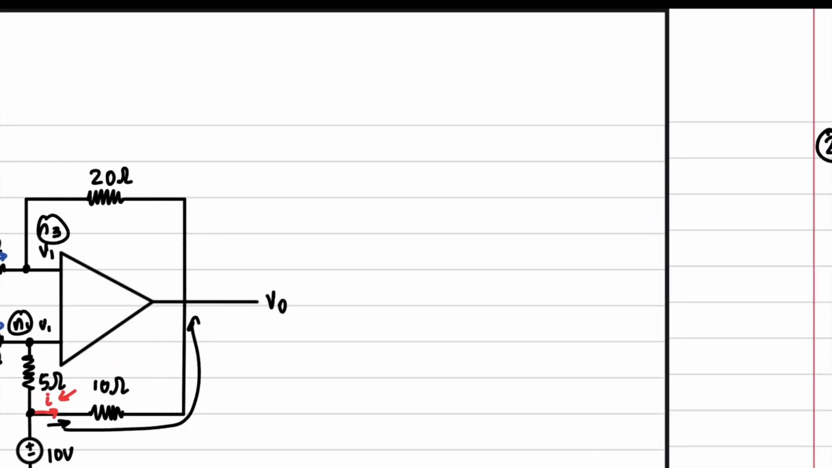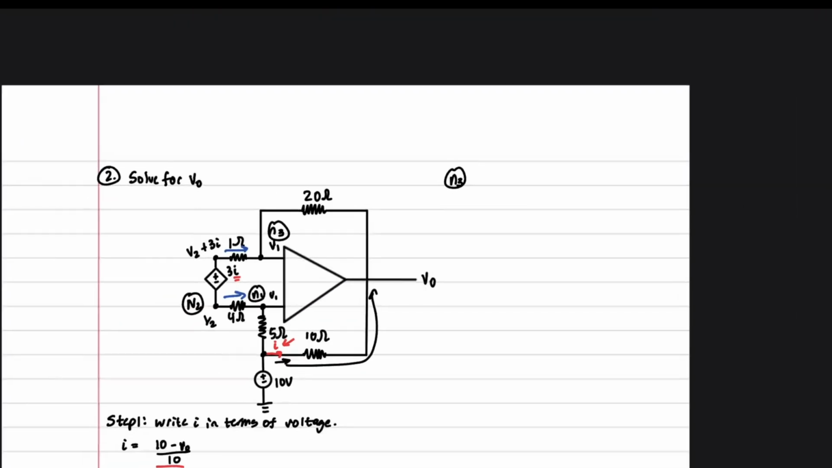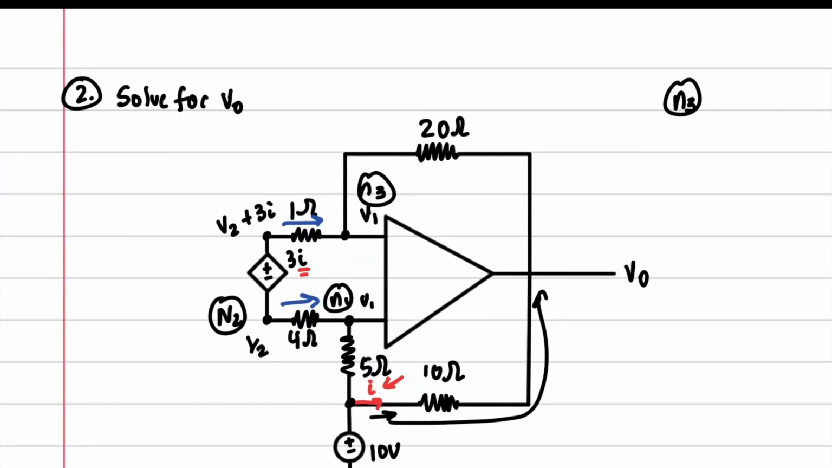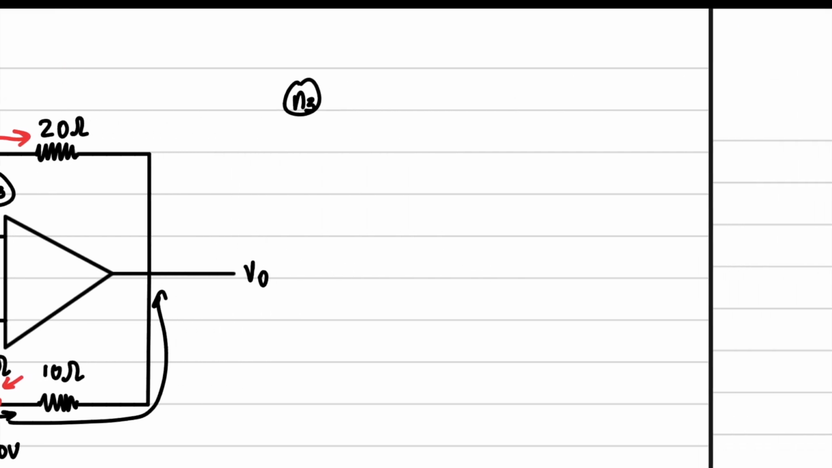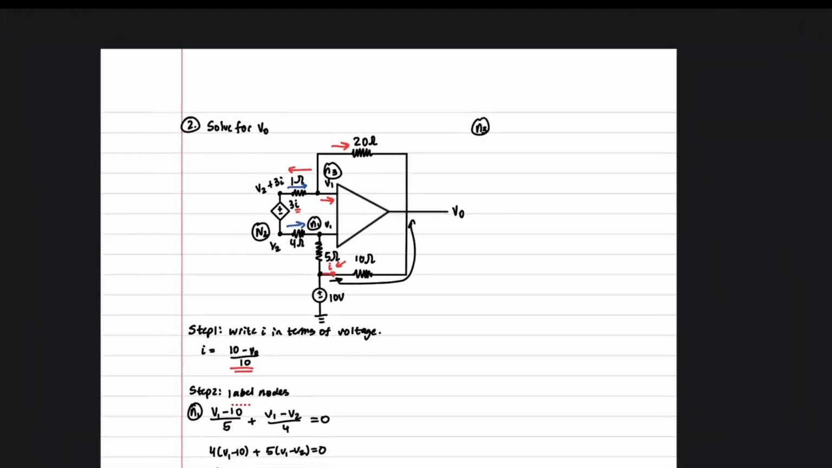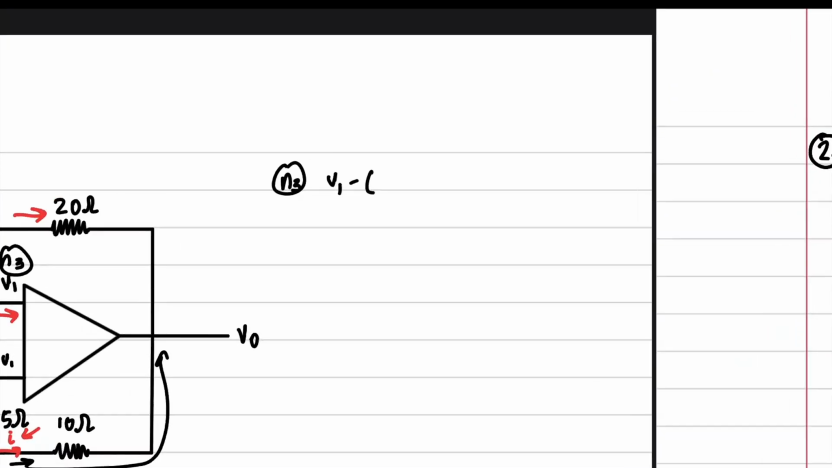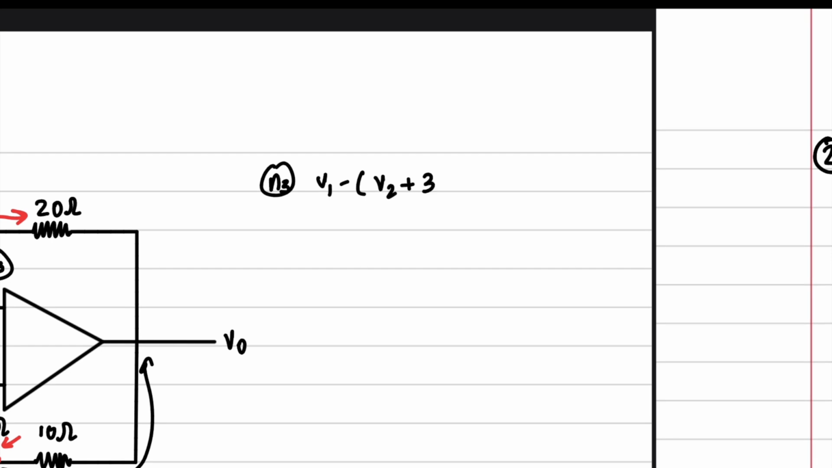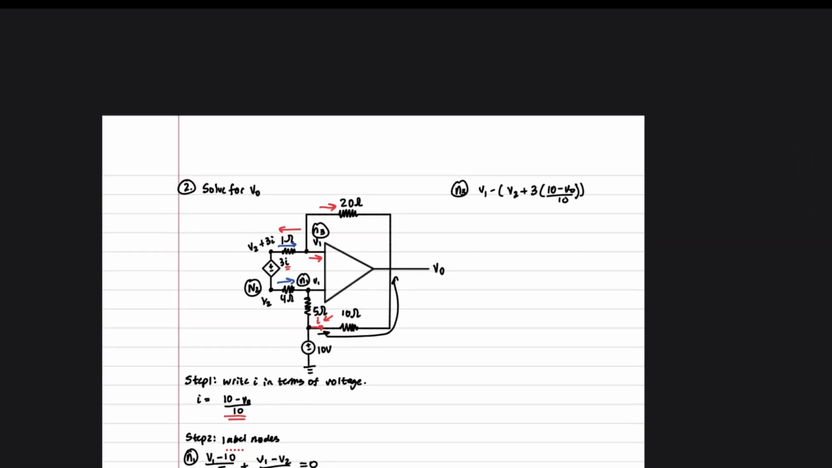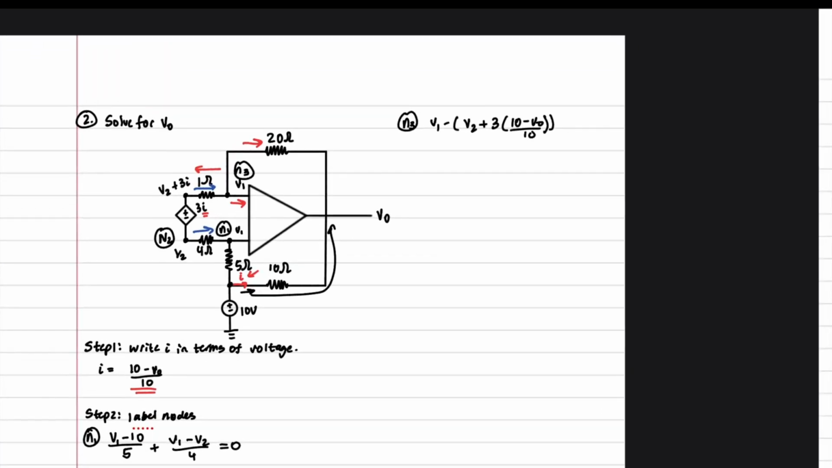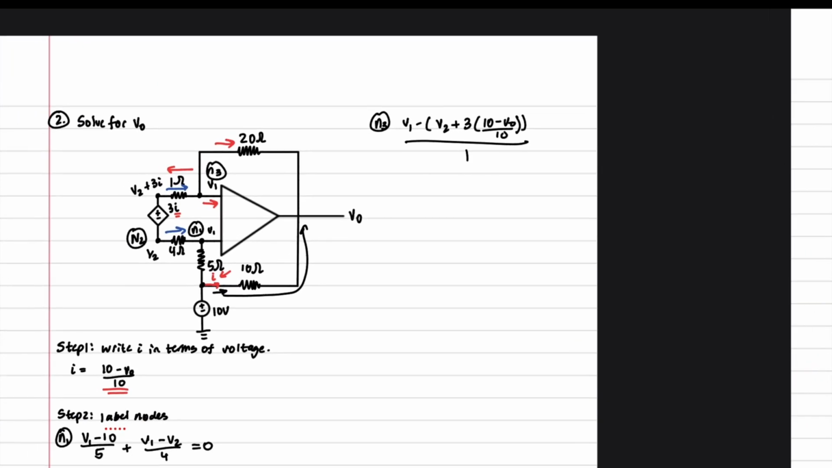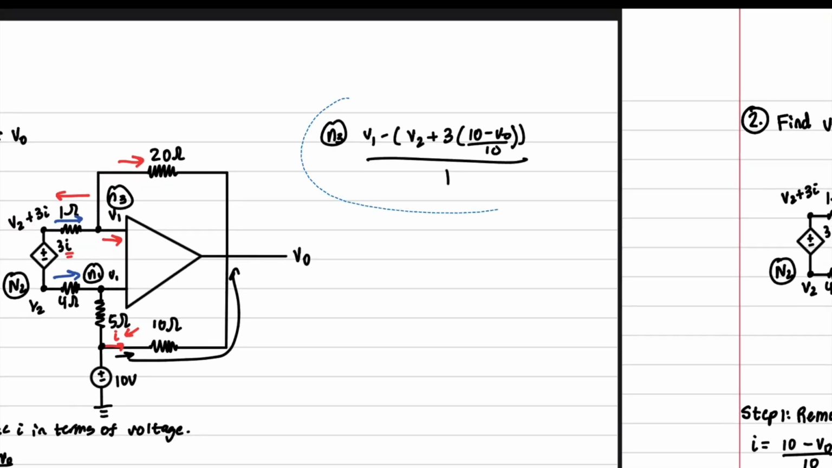Now we are going to solve for N3. N3 should also be fairly simple and straightforward. We have current going this way, current going that way, and current going that way. So we have (V1 minus V2 plus 3, and I'm already going to put the dependency in there, (10 minus V0) over 10) over 1. Oops, I'm running out of room.